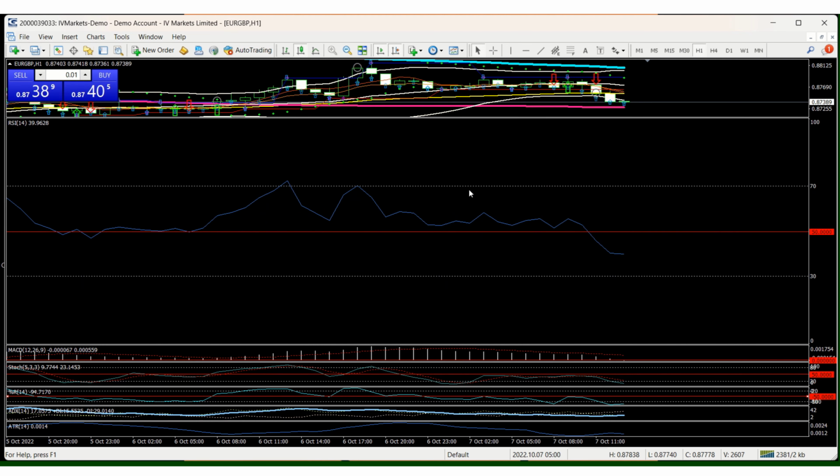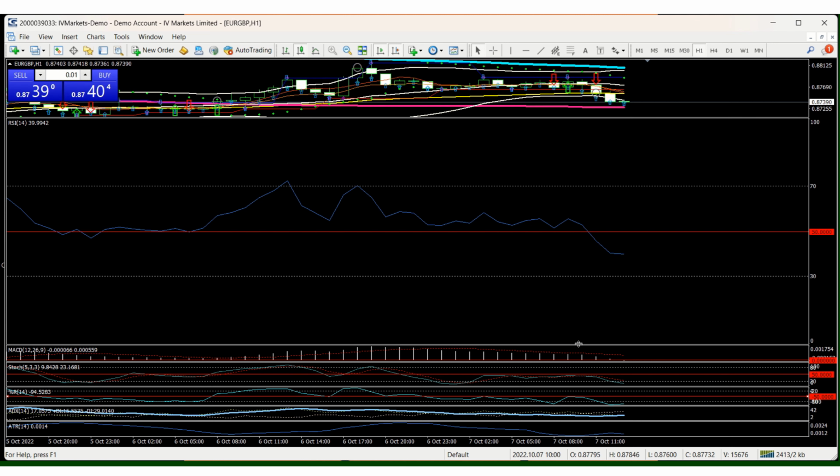See, the relative strength index is right now at 39.96 and it is actually changing. So if it is between 30 to 50, that means it is a good position to sell. This means it's a downtrend.